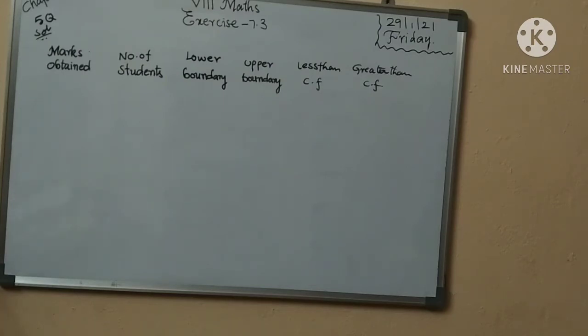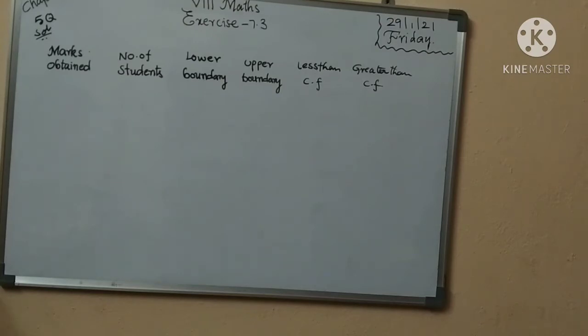We know that the frequency gives the less than cumulative frequency and the greater than cumulative frequency. We have to find first the less than cumulative frequency and next the greater than cumulative frequency. Okay, and draw the ogive curves. We know an ogive curve is drawn with the help of your hand, joining point to point.